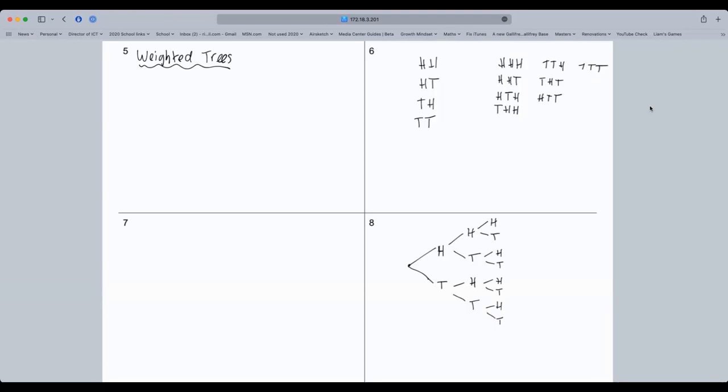Now, the good thing about this is that if I now read across the branches, I will end up with all possible outcomes. It's a systematic way of working out those outcomes without worrying that you're missing something. Is that okay so far? Yep. Okay.